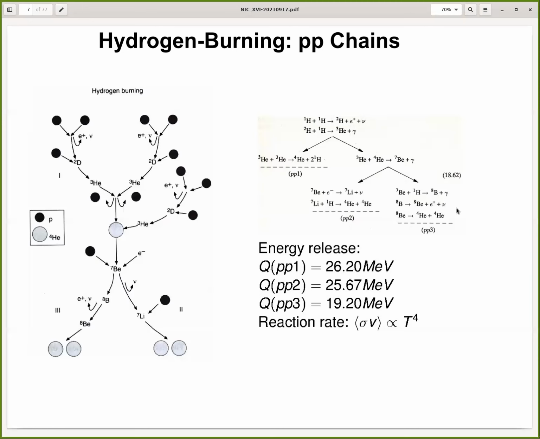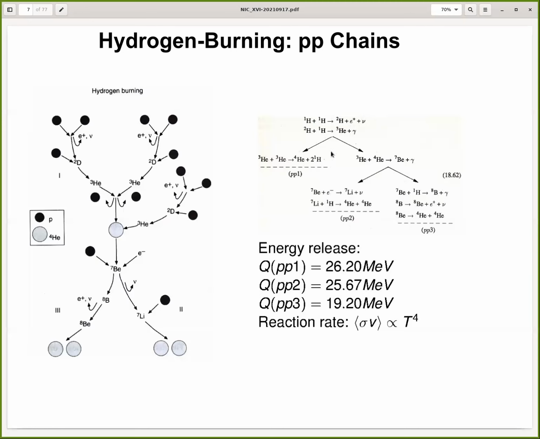I should also add: when do you actually expect which of these processes to occur? It does depend on temperature. Namely, if you have higher temperature, it's easier to overcome larger Coulomb barriers. With only helium and protons coming together here, you make already lithium, and here you even go all the way to beryllium. So you will find typically the pp1 chain at lowest temperatures, and at higher temperatures you start to see the pp2 chain setting in, and at even higher temperatures the pp3 chain.